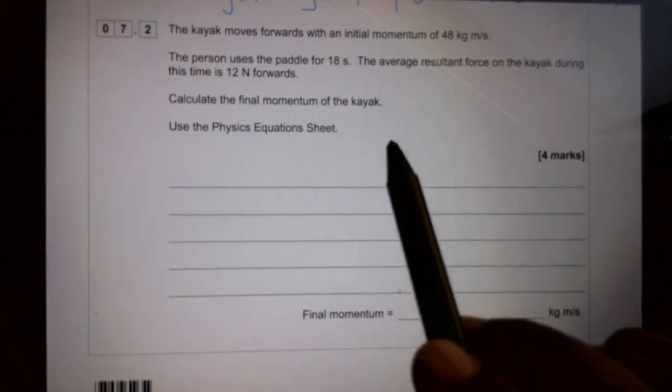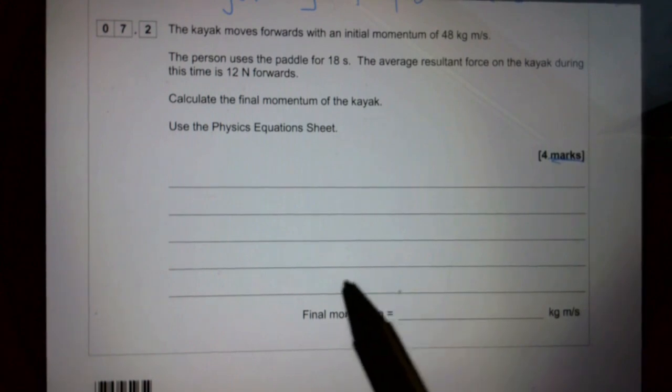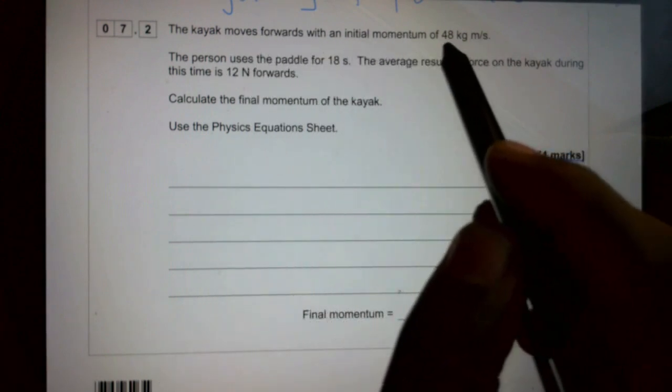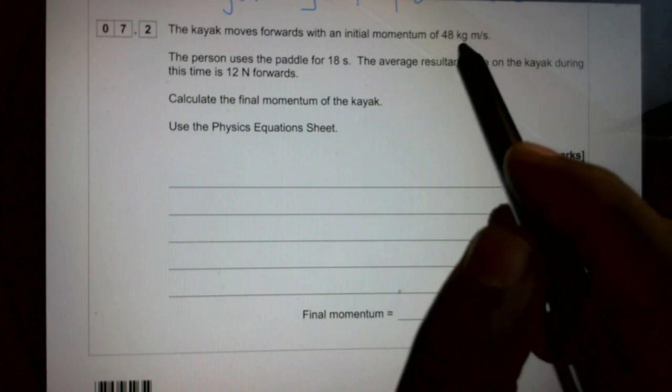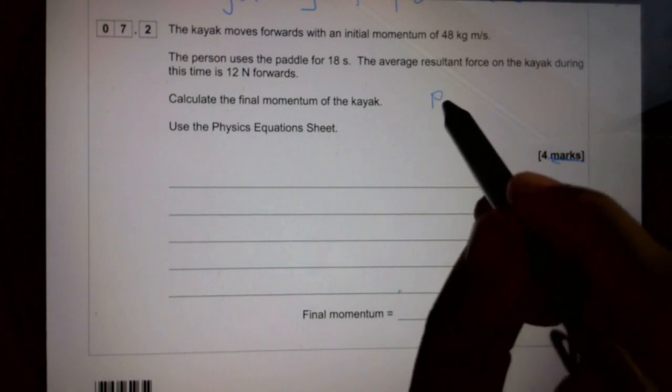So this is question 7.2. It's a 4-marker question. It means that you have to show your calculations here. The kayak moves forward with an initial momentum of 48 kilograms meters per second. Let's say initial momentum is P, small letter P.